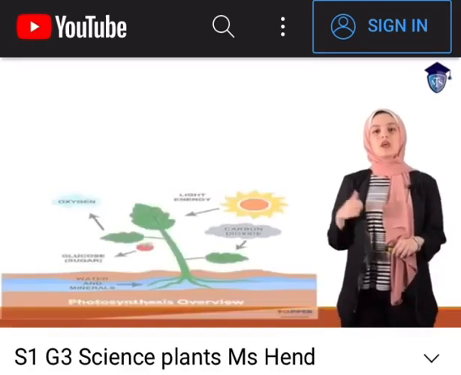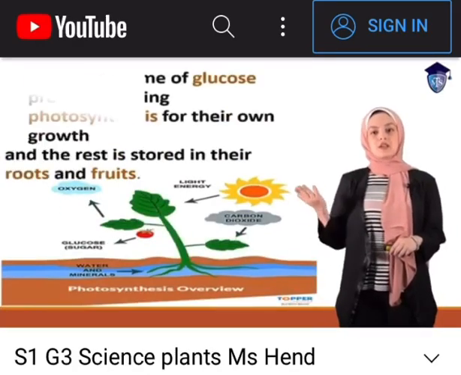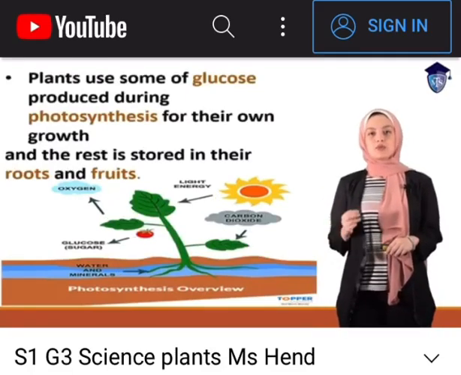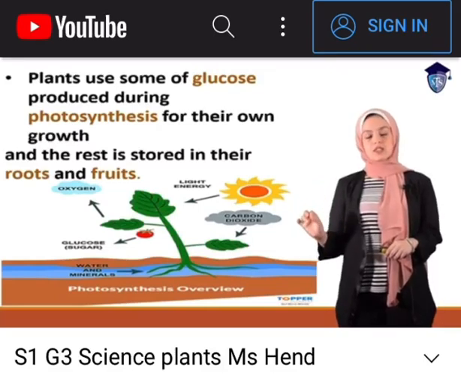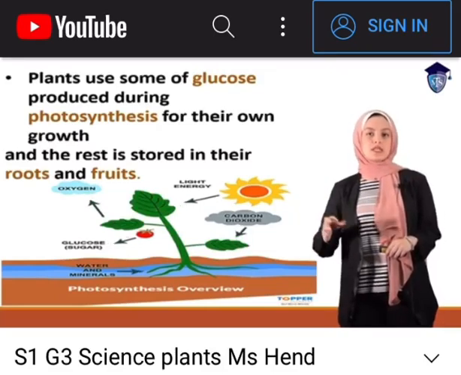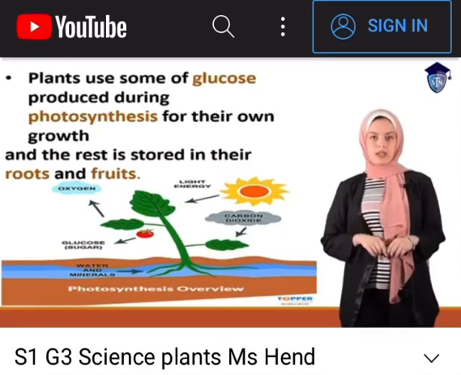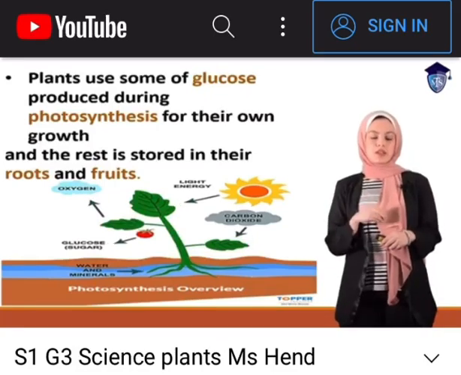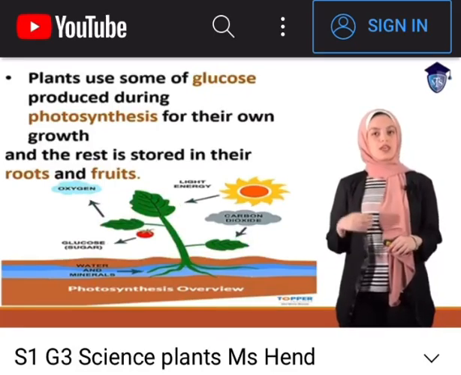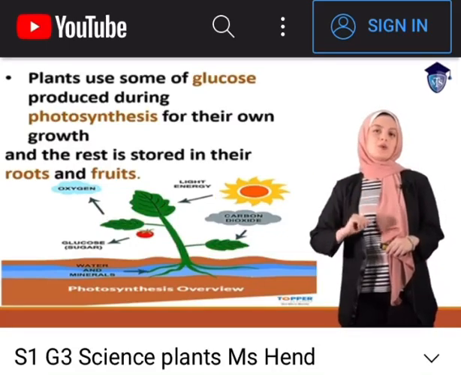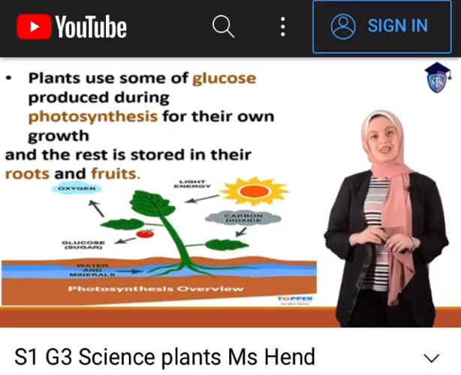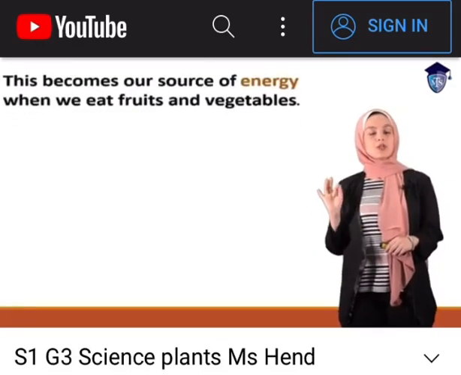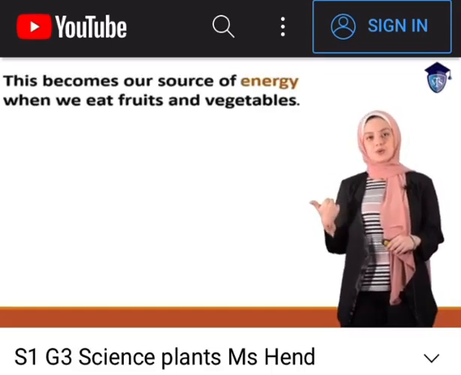Okay. Number three, plants through the photosynthesis process produce glucose, and glucose is used for the growth of the plant. And after that, the rest of the glucose will be stored inside the plant, okay, in the roots and the fruits. Do you think we can eat roots and fruits? Yes, we can. So this becomes our source of energy.